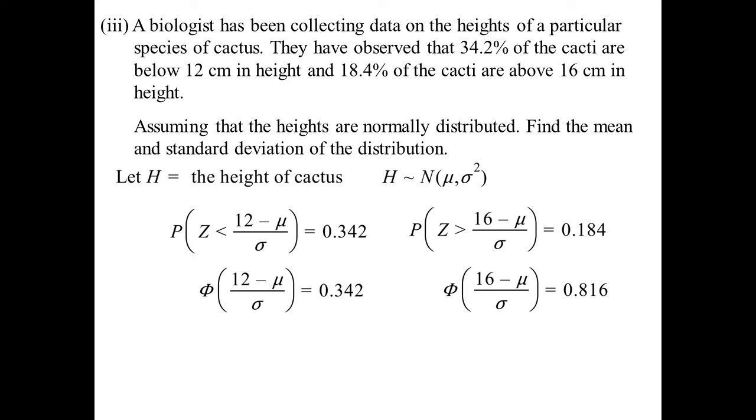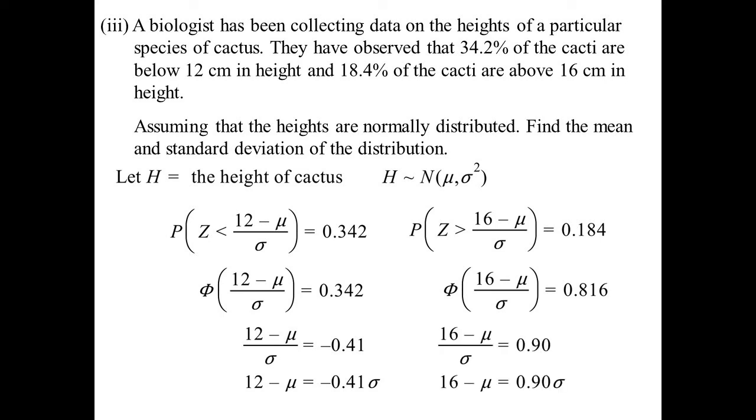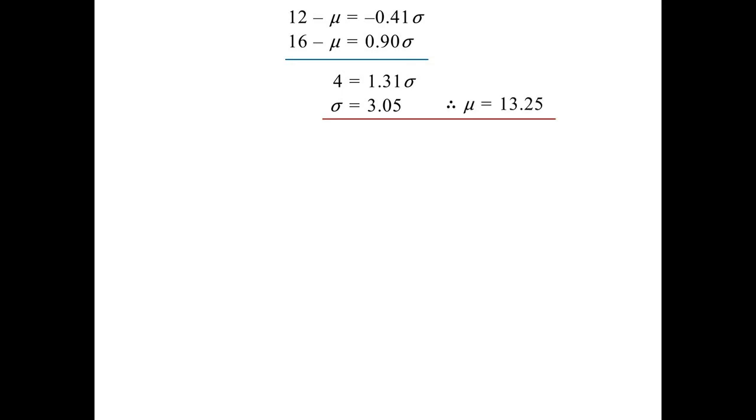Looking up in the tables, the first one, an answer of negative 0.41 will give us that result. The second one, 0.90 will give us that result. Basically, we've now got simultaneous equations. We should be able to find mu. We should be able to find our deviation. So we end up with deviation of 3.05. Subbing back in, there's our average 13.25.